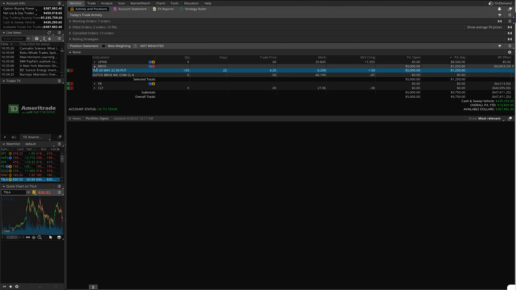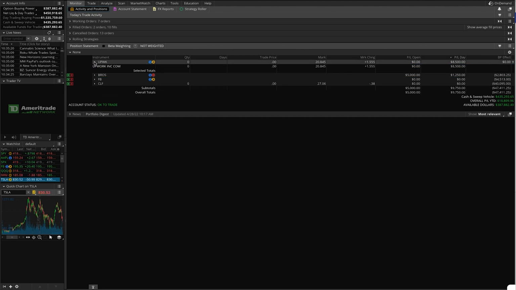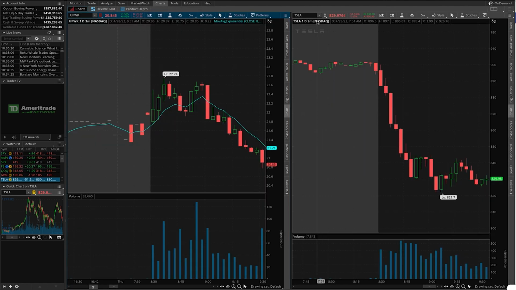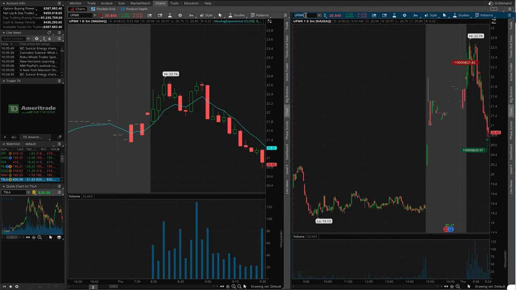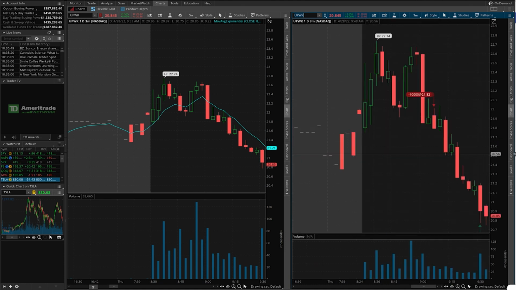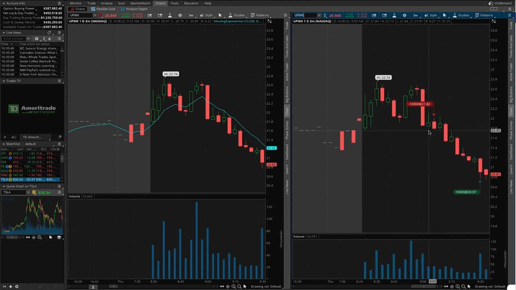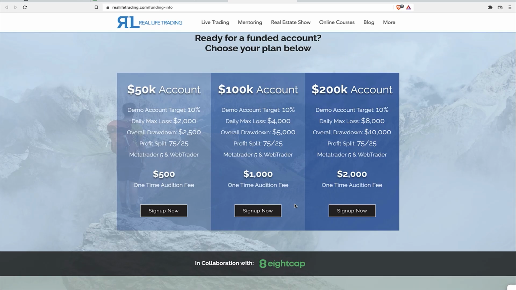But this was the trade on UpWork from just today. UPWK, again, just to give you some quick insight on that. So here is UPWK, and this is the actual trade. So you can see it did 10,000 shares at 21.82 when it broke below that bull candle and covered those shares at 20.97.